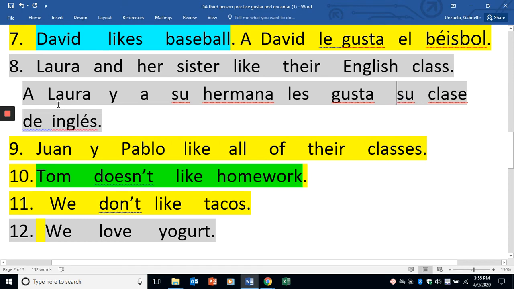Let's read the sentence again. A Laura y a su hermana les gusta su clase de inglés. Lowercase, please, for the name of your class, and lowercase for all languages in Spanish. We use lowercase a lot more often. Una vez más, chicos. A Laura y a su hermana les gusta su clase de inglés.